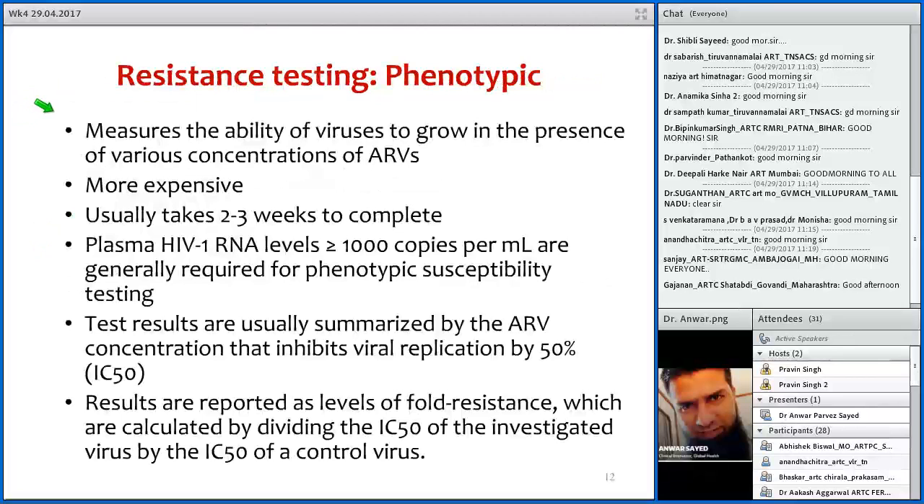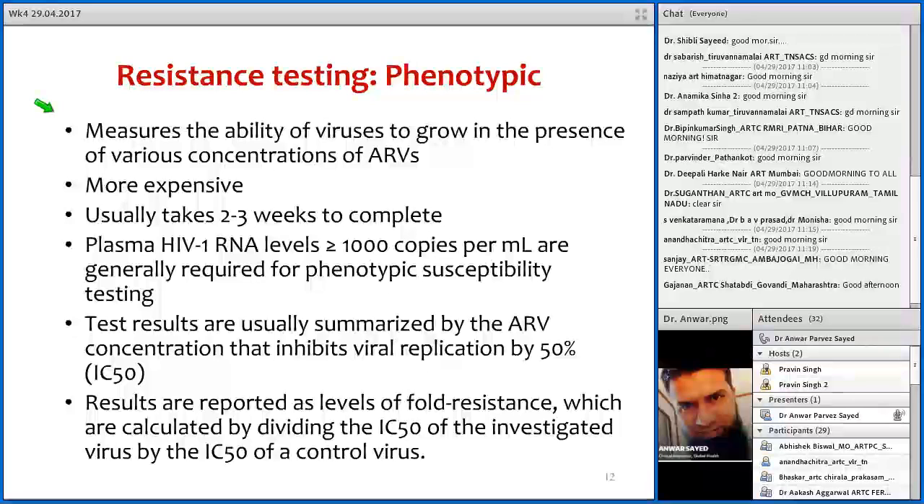If we talk about resistance testing, there are two types. One is phenotype, the second one is genotype. I'll go slowly on this. Don't get confused. It looks complicated, but it is not. Phenotype basically measures the ability of the virus to grow in the presence of various concentrations of ARVs. It is very expensive and it takes time. You require at least more than 1000 copies per ml of the virus to do this kind of testing. The results are summarized in terms of the concentration that inhibits viral replication.